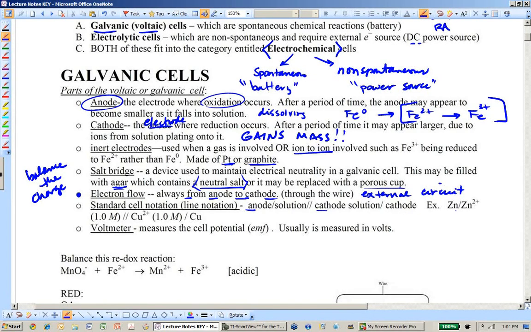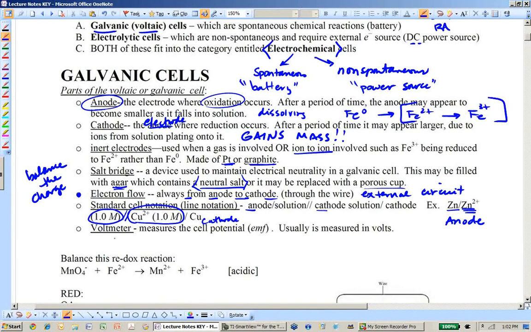So for instance, zinc. If we were using zinc as an electrode, we would have the metal zinc, and it would be the anode. These go in alphabetical order. Anode starts with an A and comes before cathode. Then we would have the ion of the anode. If it's at standard conditions, that concentration would be 1 molar. Then we use these double lines, and then we have the ion of the cathode, and then we have the cathode itself. So it always goes metal, ion, double line, ion, metal.